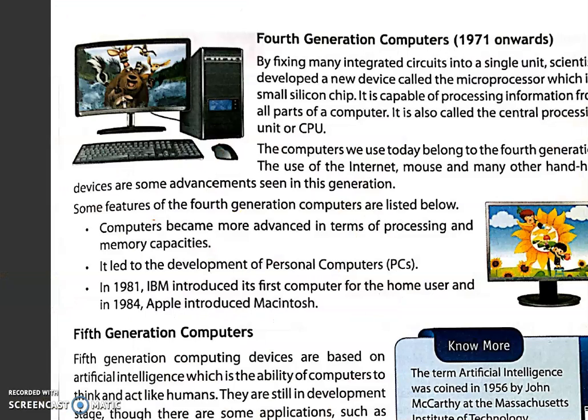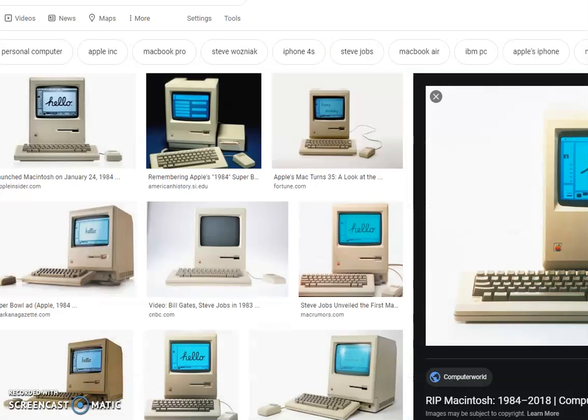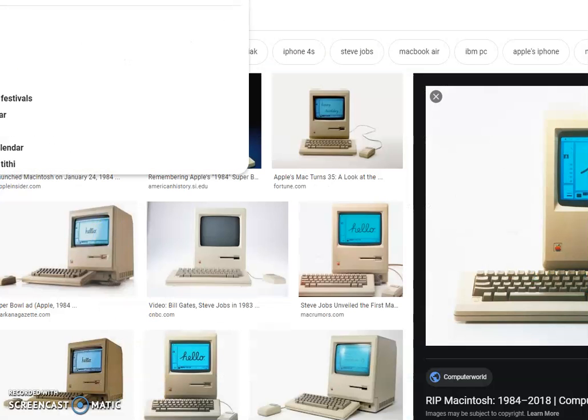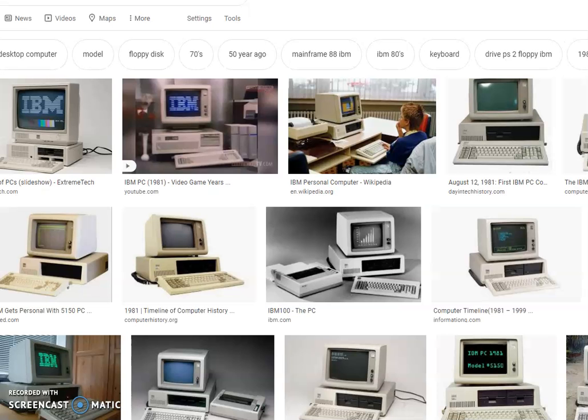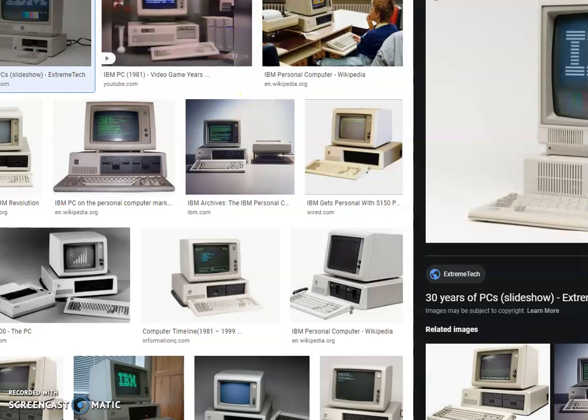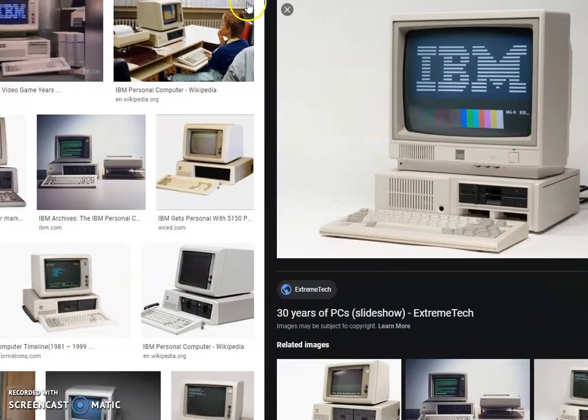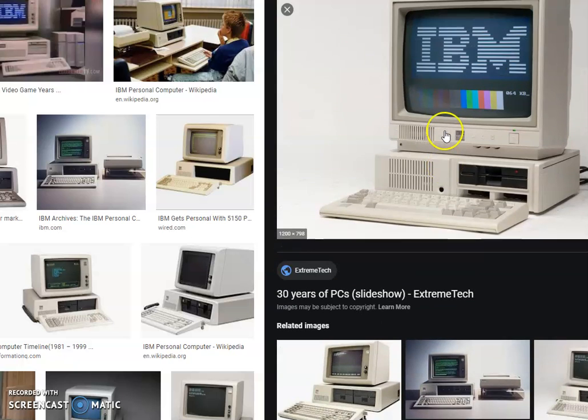This was the 1984 Macintosh, and let me show you the 1981 IBM computer also. See, this is the IBM computer. Earlier, most of the computers used to be white in color, so you can see it looks like the Macintosh itself.